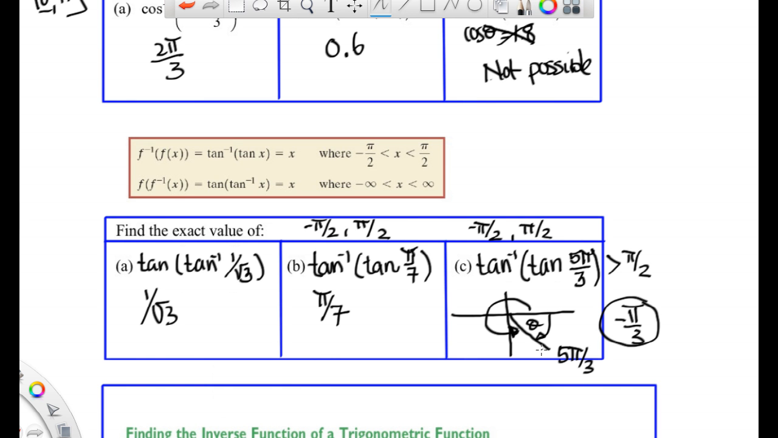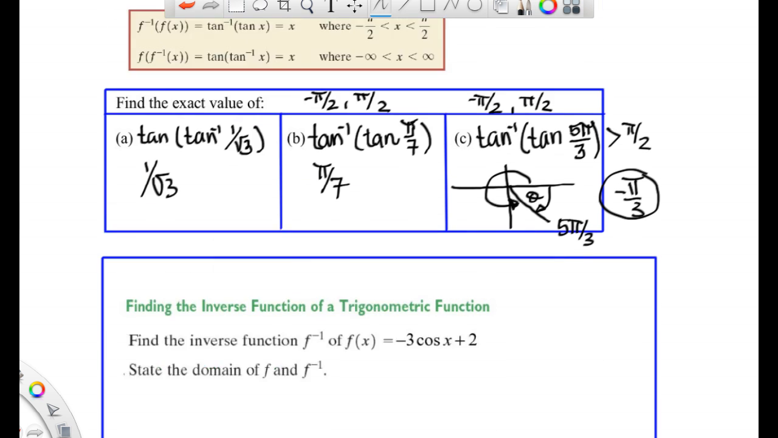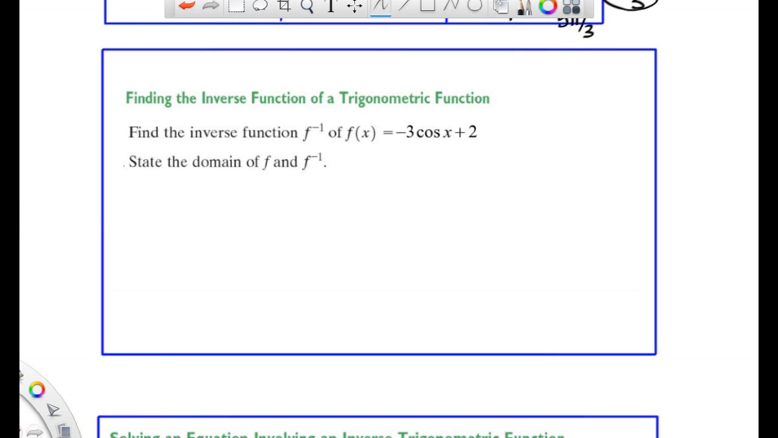Okay? Hopefully I did that right. Okay, last couple ones. So find the inverse function given, and then state the domain of f and the inverse of f. So this is what's given to us, right?